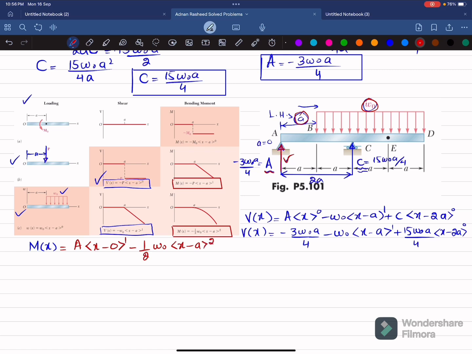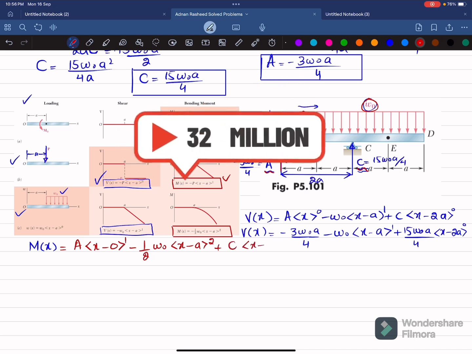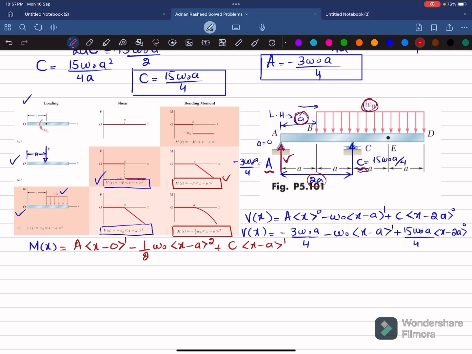And the last one is C, which is acting at a distance of 2A. So again, for point load, I will go to this. Minus C, it will be plus C because the load is upward. So plus C into X minus 2A power 1. And you can see this C is at a distance of 2A, so correct it. This is 2A.